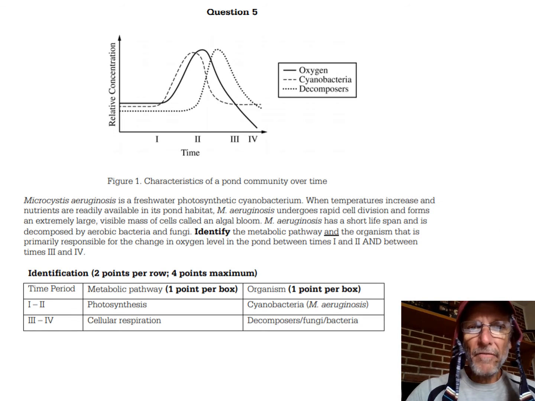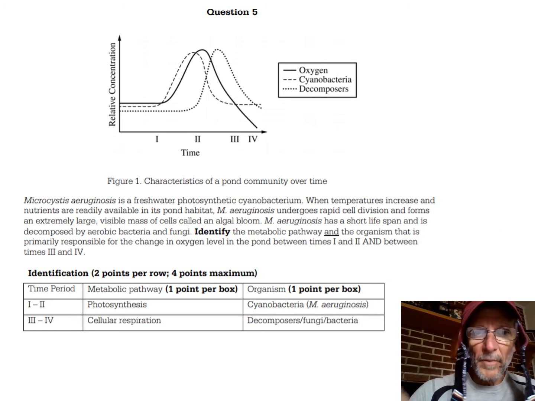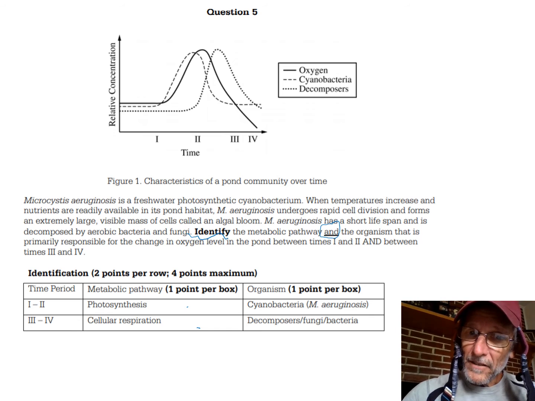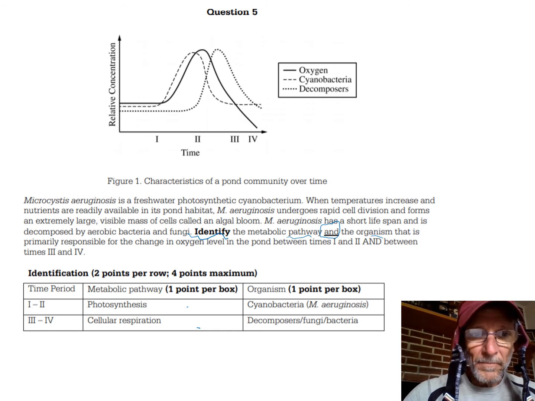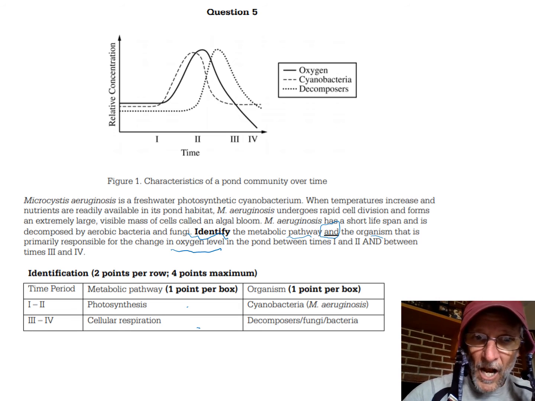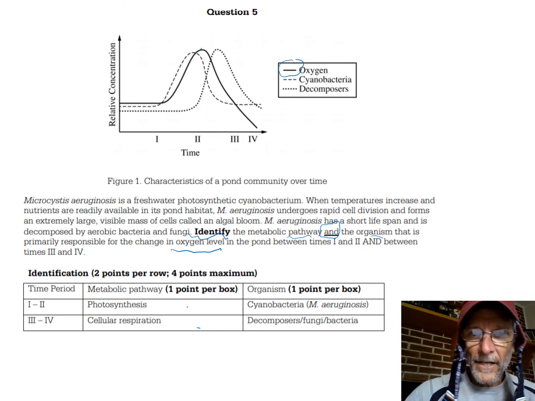So here they have a graph, okay? This is a little bit of an ecology kind of thing, but it has to do all with photosynthesis and respiration. Those are your two answers down here. They say to identify, right? And then they tell you and underline, right? They identify a pathway and an organism, right? That's responsible for the change in what? Change in oxygen level. So make sure you got the right line you're looking at, right?